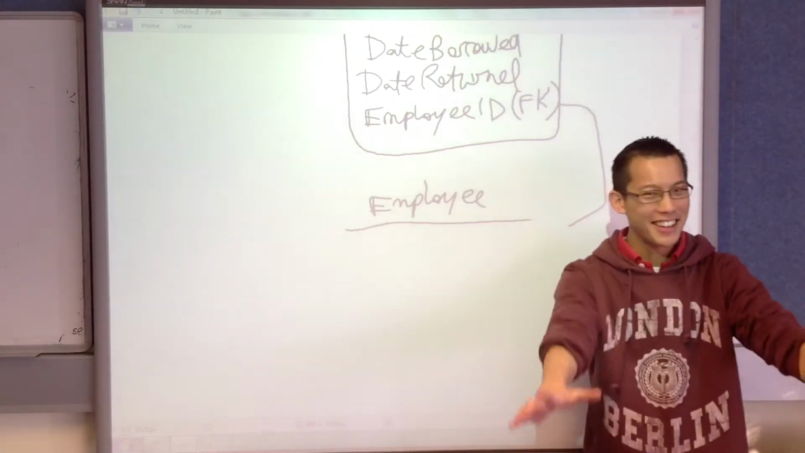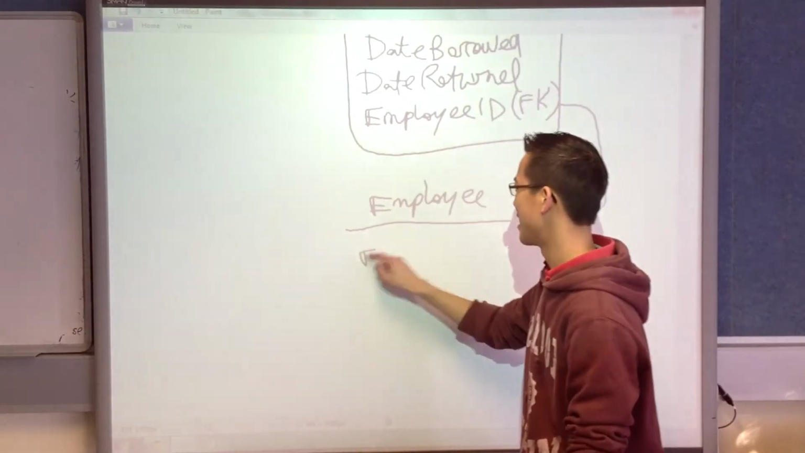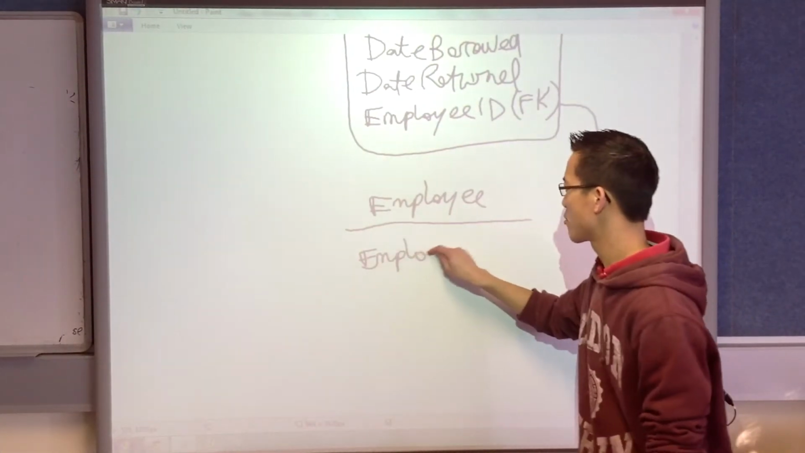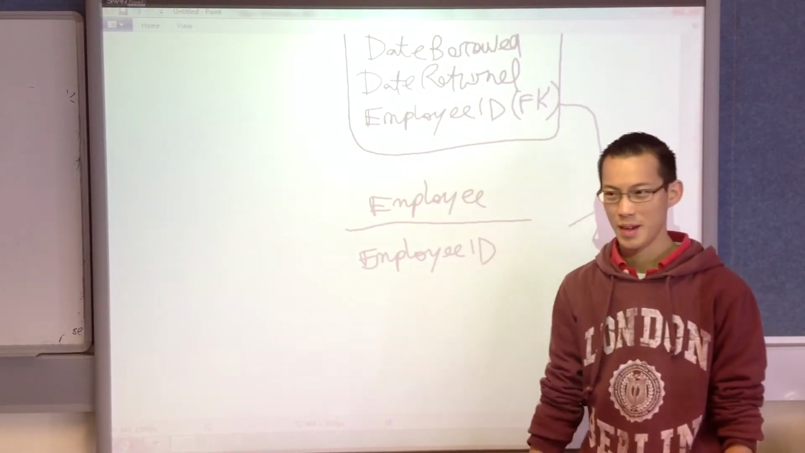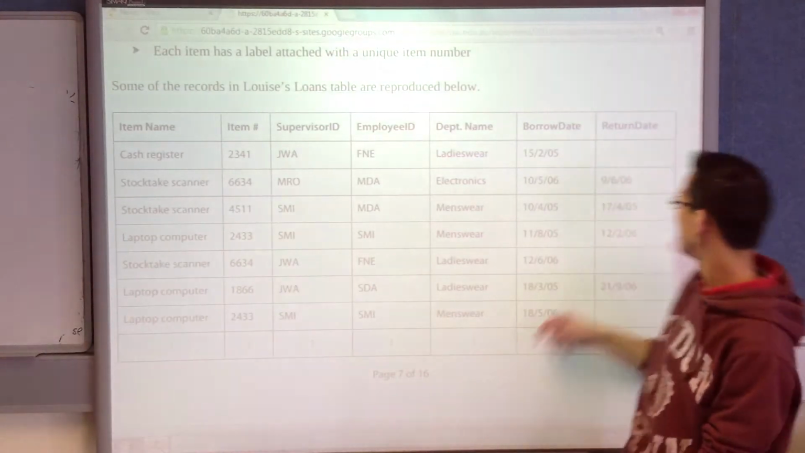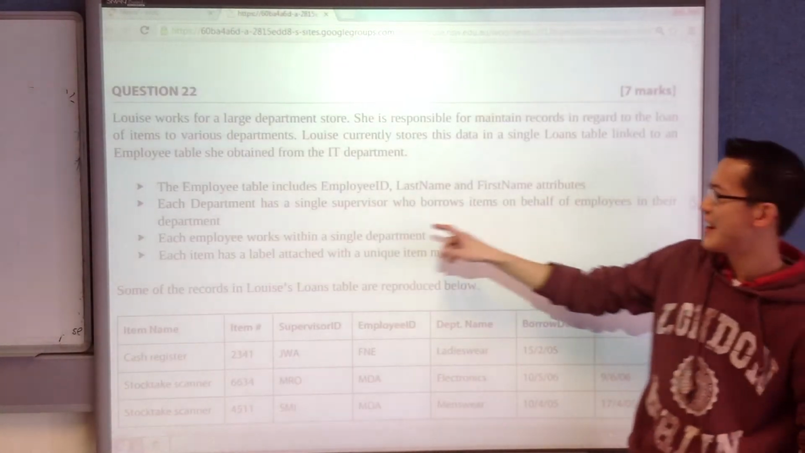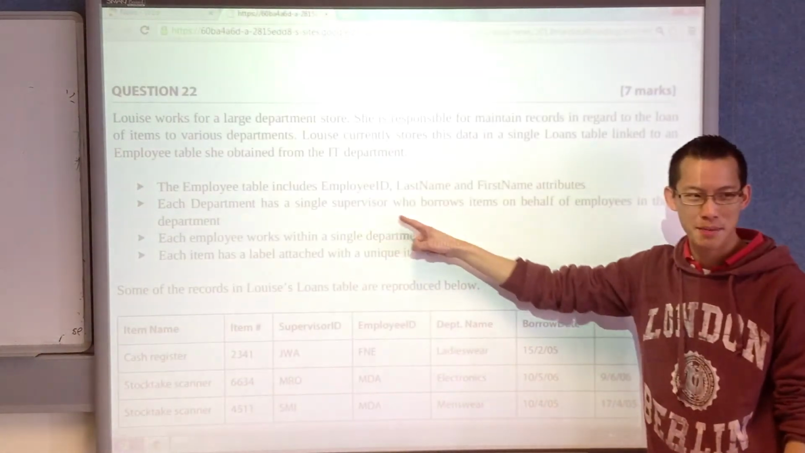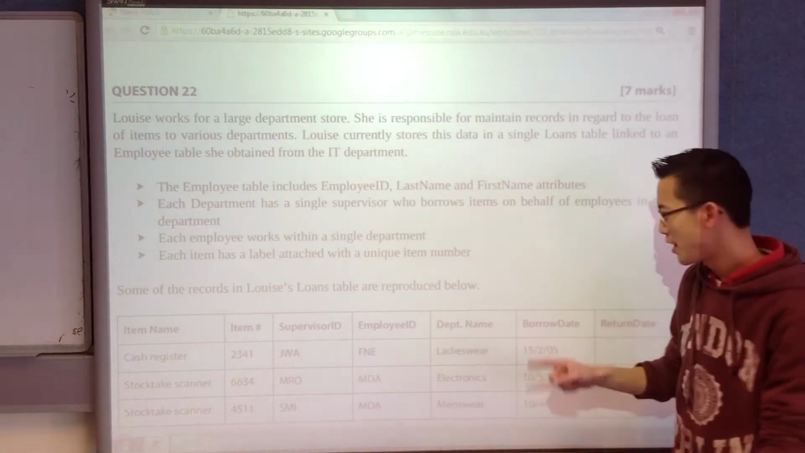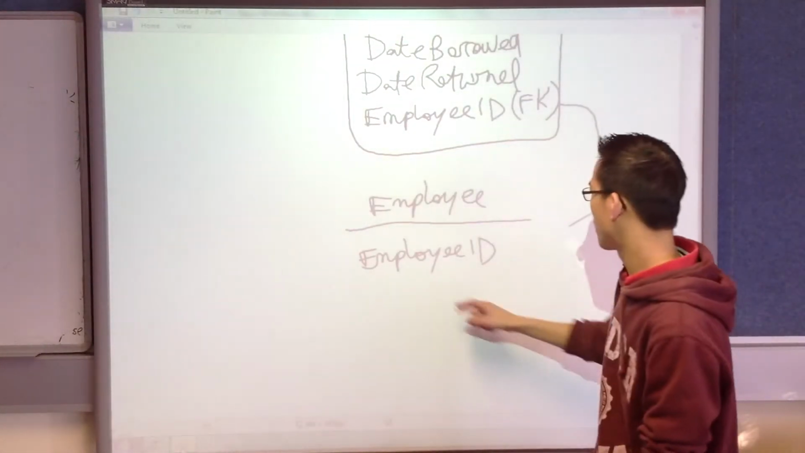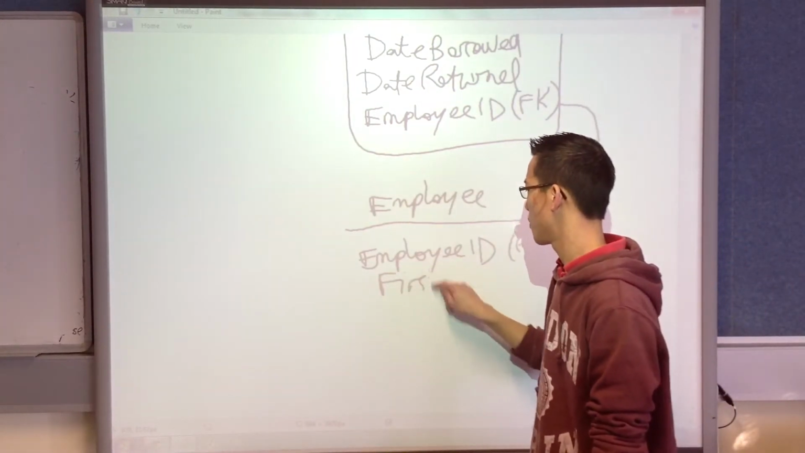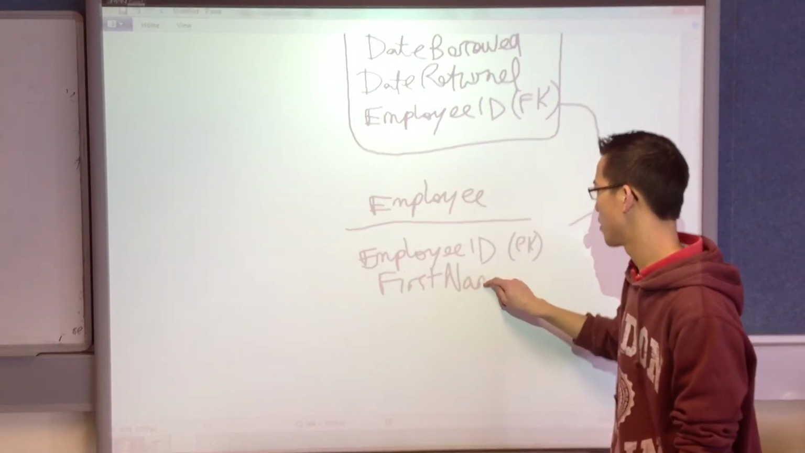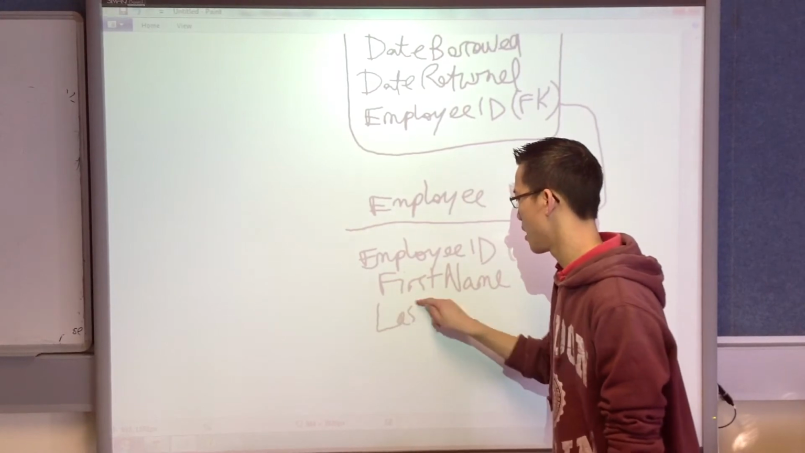Right. We already know what its primary key will be. It's the employee ID. And in fact, the rest of this table is really easy to build, right? Because they told you what's in it. The employee table includes blah blah blah blah. Okay. So let's fill that out. I've got that, which is the primary key. I've got the first name. And the last name.